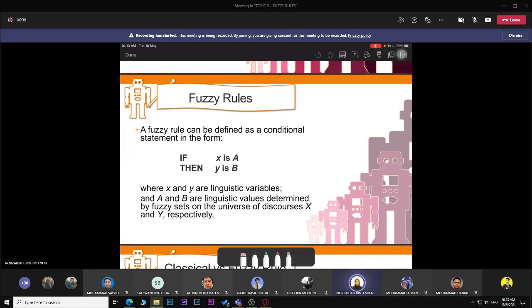Skrin saya bergerak, you all nampak? Nampak. Okay, kalau rasa macam ada lagging bagi tahu.